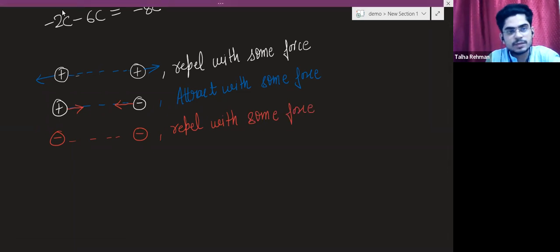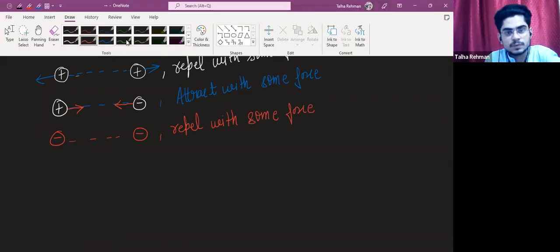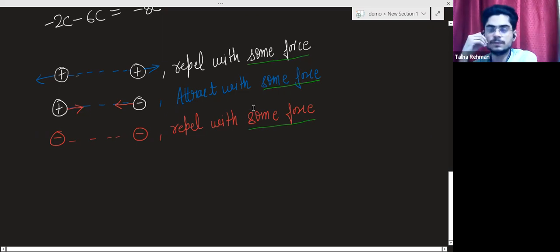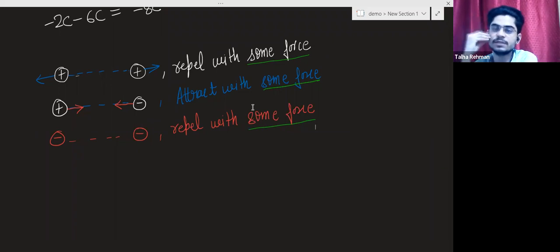But now here is a problem. We know that they have some force. They will repel with some force, they will attract with some force. But we don't know how much force they will repel or attract each other with. So this is the problem.